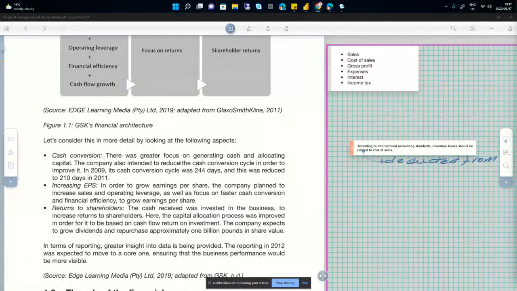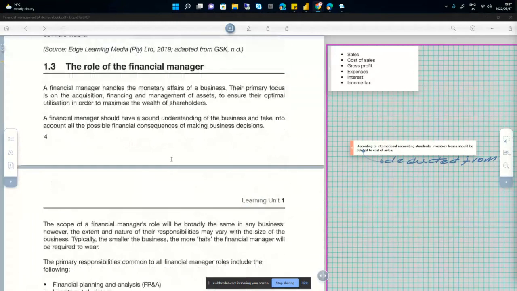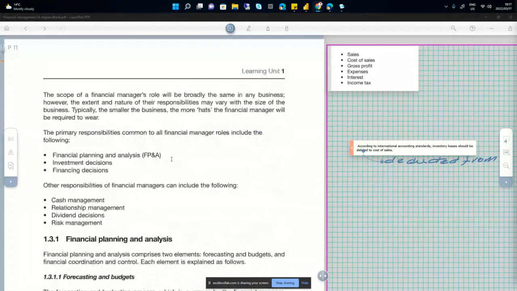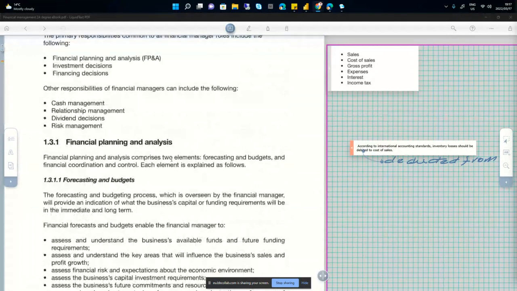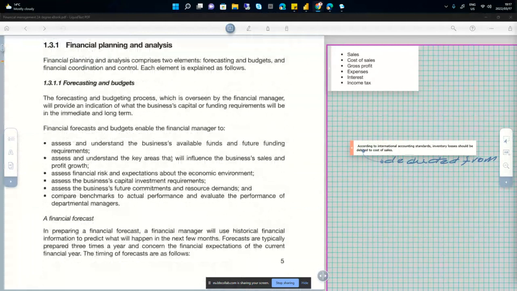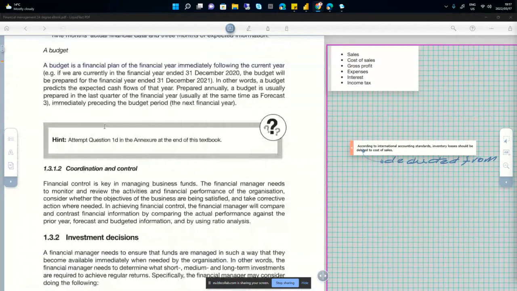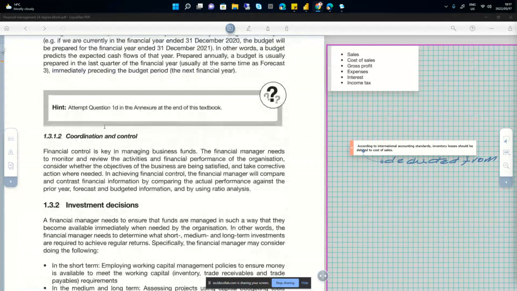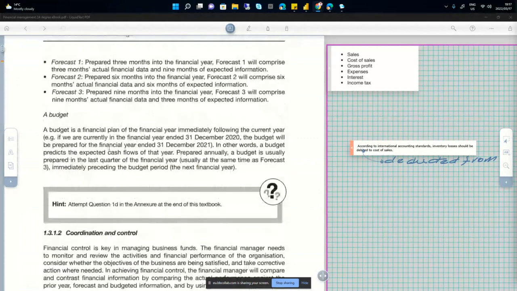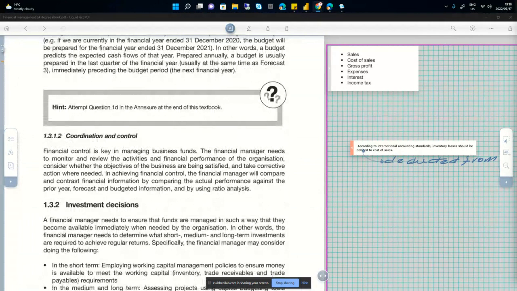And so that will be learning unit one. Not difficult. It's only a few pages. None of you should struggle. There are also questions on the role of the financial manager that you need to read through. Easy to read. You have also the financial planning and analysis, forecasting and budgeting. We just mentioned the capital budgeting, so forecasting and budgeting is quite an important side of it. And then you have the coordination and control, and the investment decision.